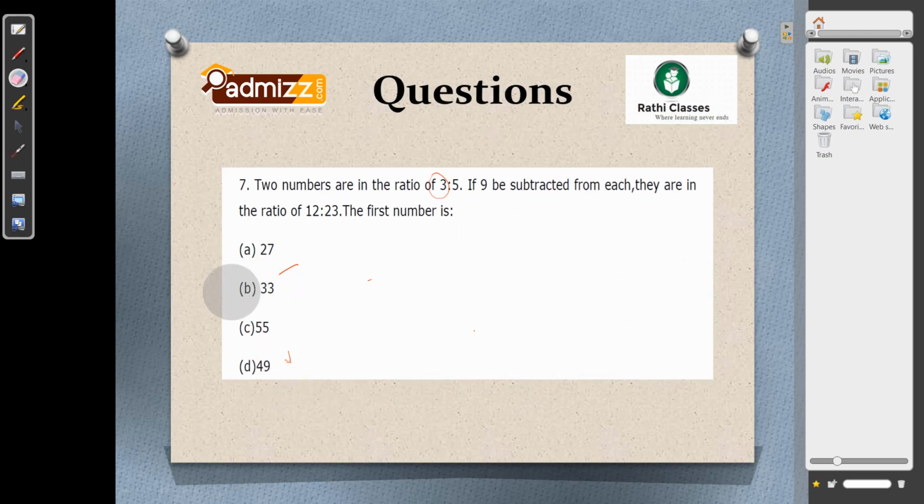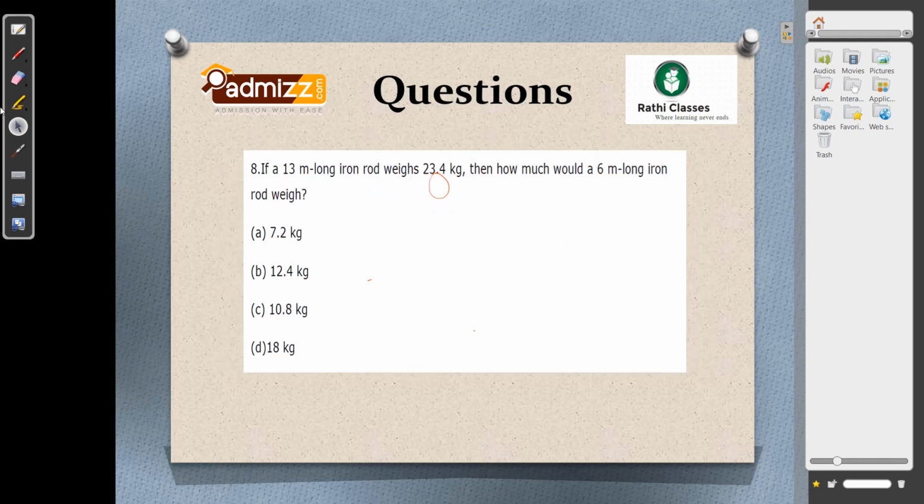Options can be eliminated, but in order to get the exact result, you need to solve it through. Question number 8. In question number 8, a 13 meter long iron rod weighs 23.4 kg, then how much should a 6 meter long rod weigh? You need to apply the concept of the unitary method, that is 23.4 divided by 13 into 6.